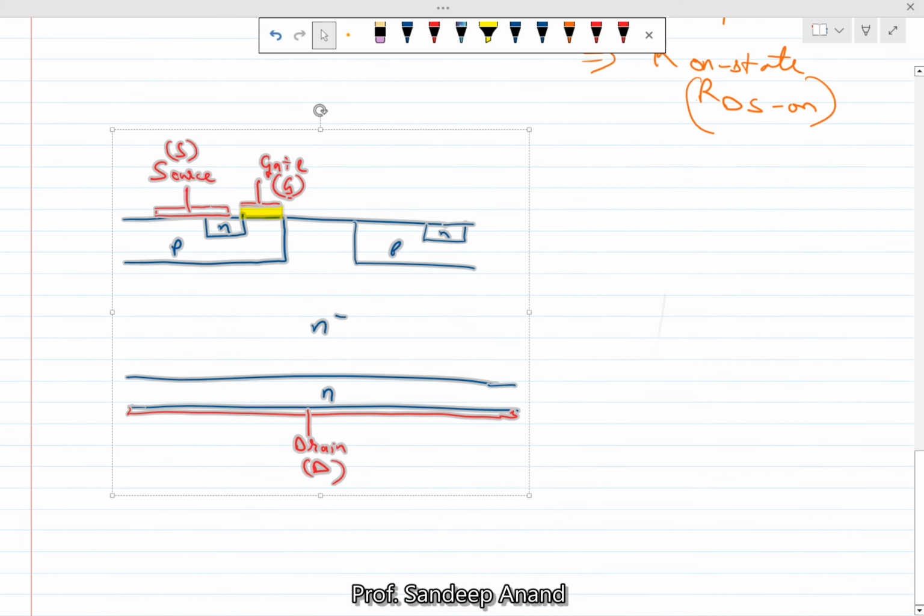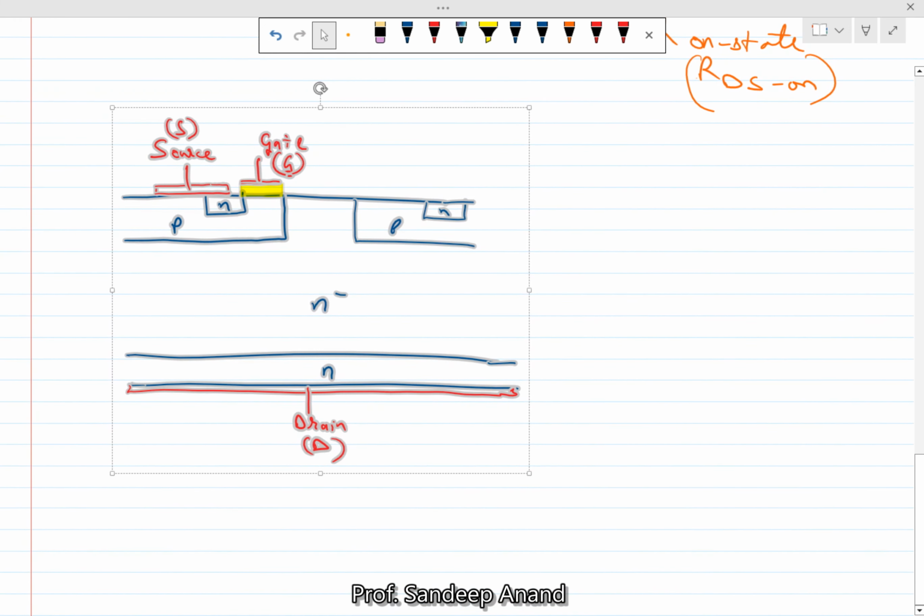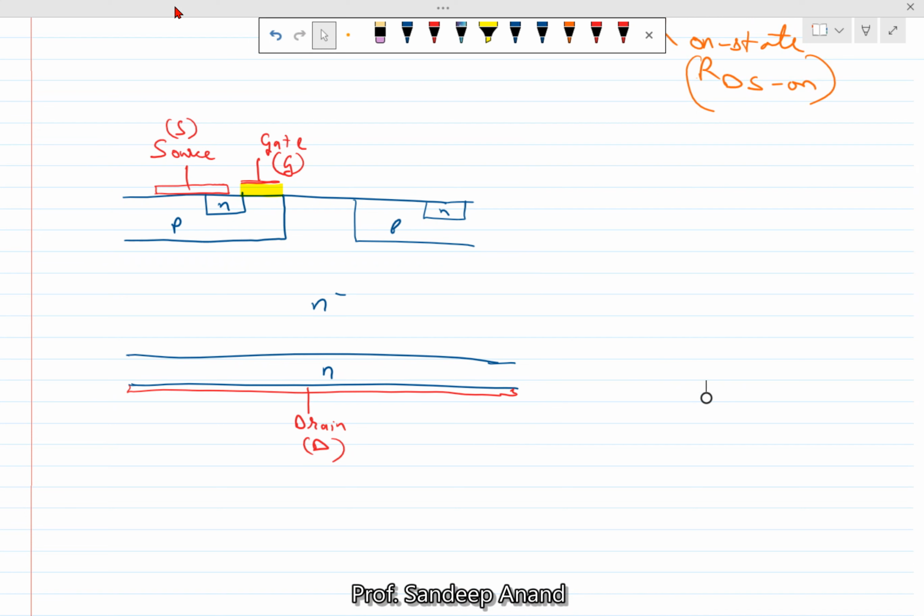IGBTs are used. So let me show you the fine difference between IGBT and MOSFET and how that difference takes care of this particular problem. So still this is the structure of a MOSFET. Now I would make a minor change in this structure to make it that of an IGBT.